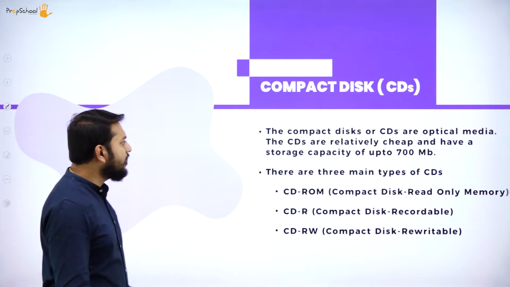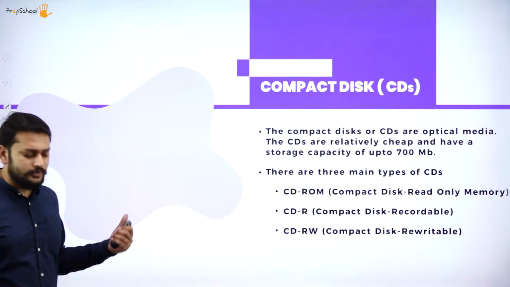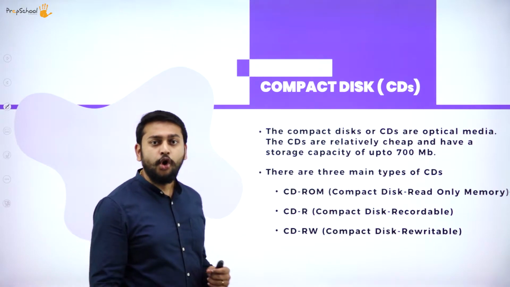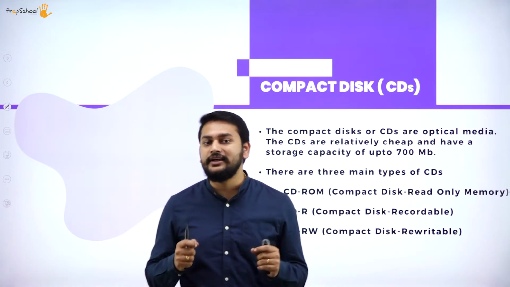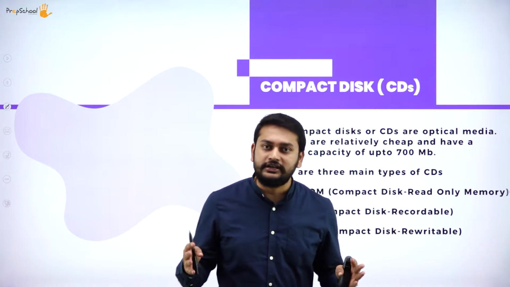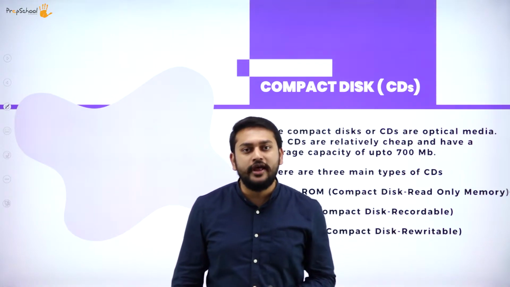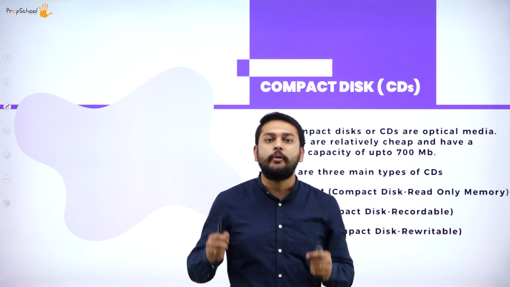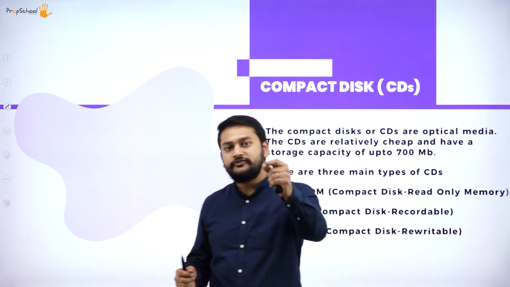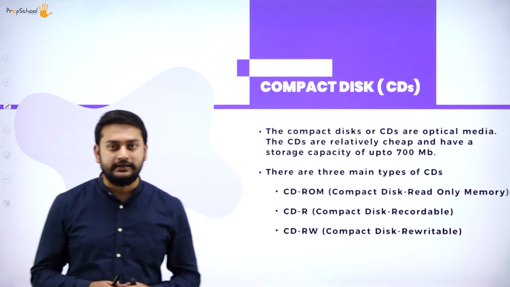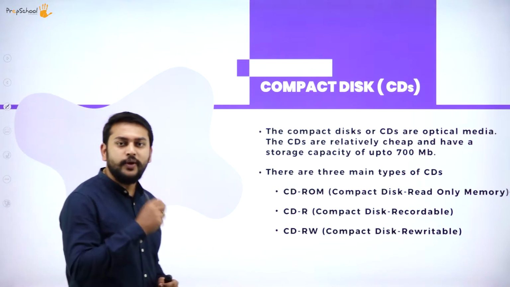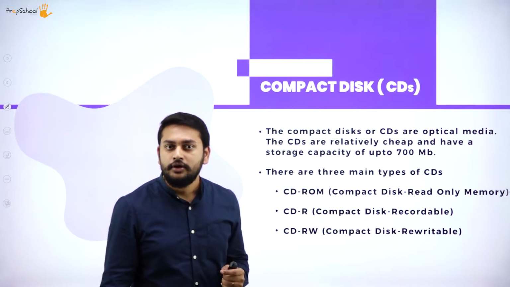Moving on to the next one, I think all of you know about it. We have something called CD, compact disk. What exactly is a compact disk, and how many different types of compact disk do we have? When it comes to secondary storage, we have something called compact disk. In this, we have three different types of compact disk. The first one that we have is CD-ROM.